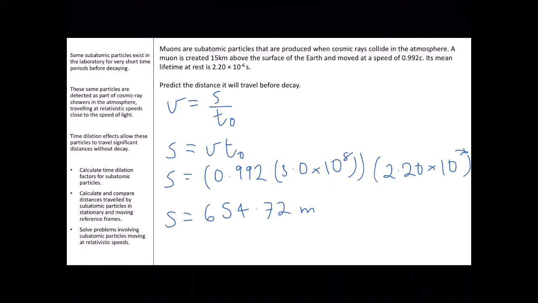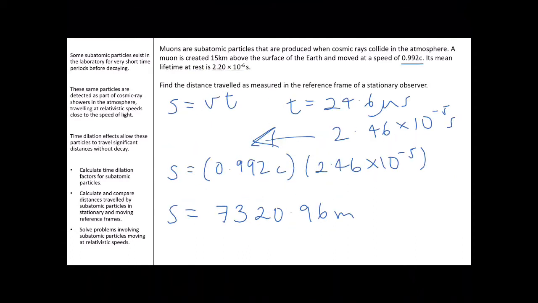So if a muon was a sentient thing, maybe it is, I don't know, as in, I don't know if they have feelings or whatever, then it would only perceive itself as travelling 654 metres and 72 centimetres, whereas a human standing and watching it from a stationary point would observe it travelling almost 7.3 k's.